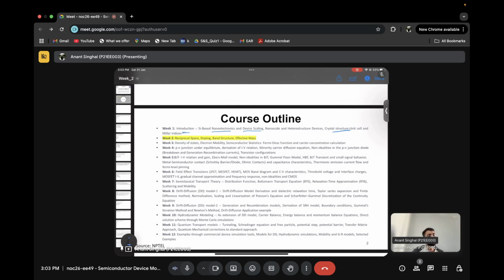As you can see, this week we have some more topics which are again very basic. Initially, we'll be discussing the reciprocal space, which is the Fourier transform of the direct space that we have. Then we'll see what we mean by doping, how the band structure comes into the picture, and also a term called effective mass. These are the things we'll cover in this lecture.